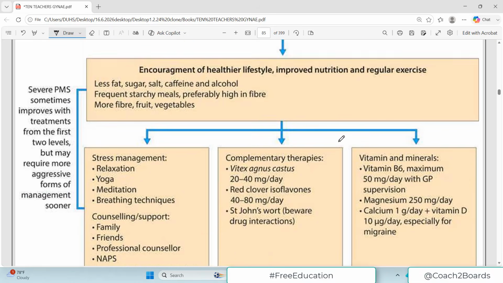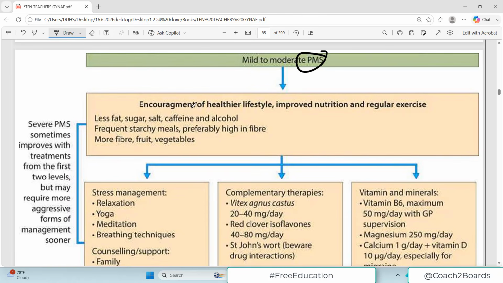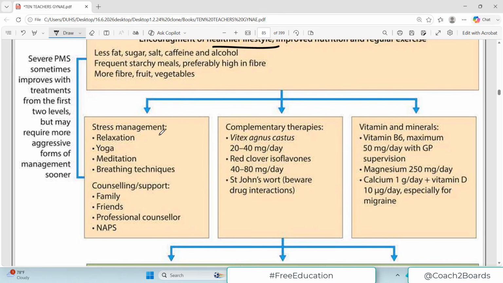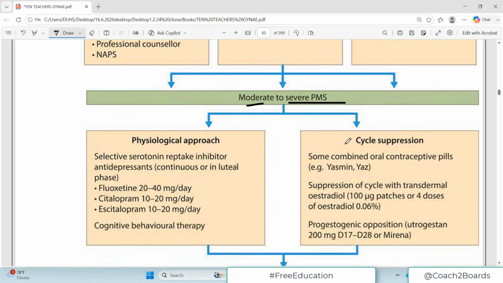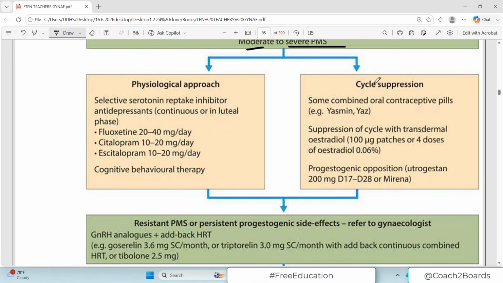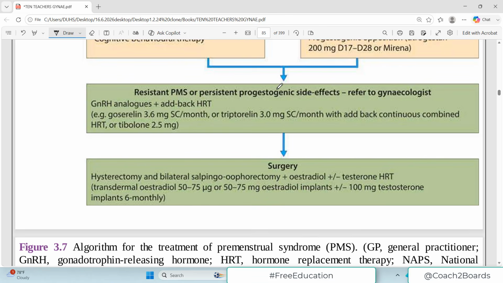Now there is a long chart given here. Mild to moderate premenstrual syndrome: encourage lifestyle changes, stress management, some mild therapies, perhaps some vitamins. But if there is moderate to severe, think about some medical intervention. You may need to use some antidepressants, for example, contraceptive pills. And if it is absolutely resistant and really there, you may need, as a last resort, some surgical intervention, which is severe.